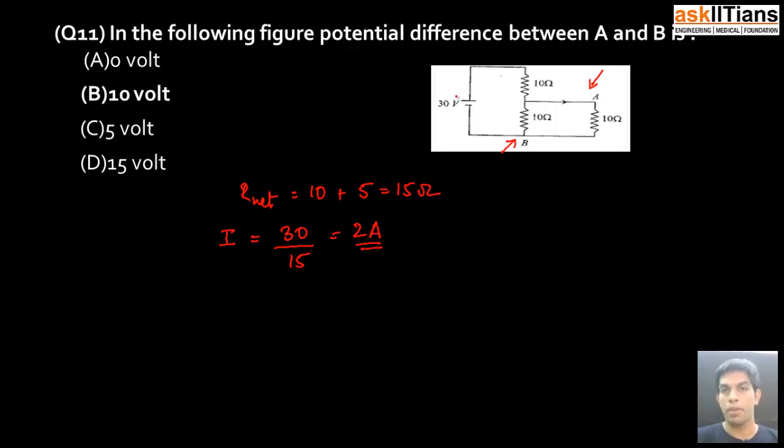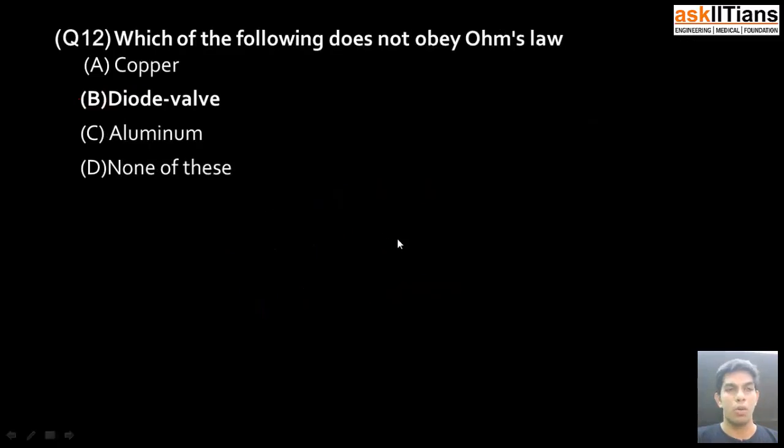Now 2 ampere actually flows in this direction. So being 10 ohm resistance in this and this, I can say that 1 ampere goes in this direction and 1 ampere goes in this direction. So the potential difference across point A and B, VAB, is the current flowing across A and B, that is 1 ampere, into the resistance, that is 10. So I have 10 volt as an answer. So B is the correct answer. Moving on to the 12th question.